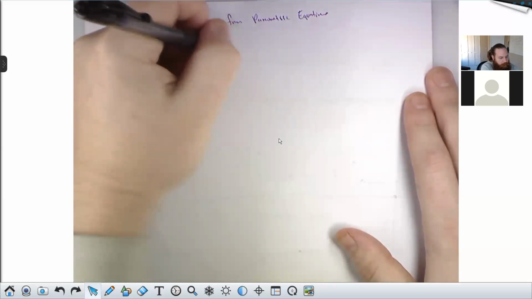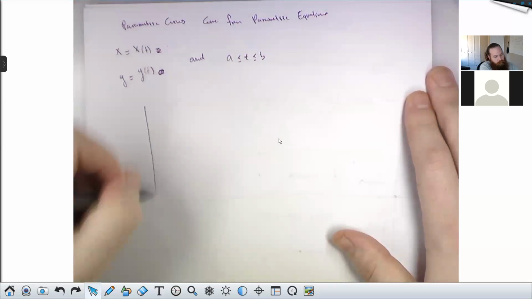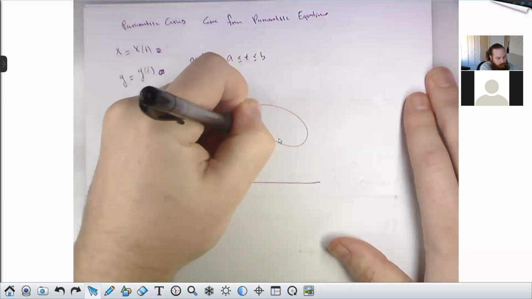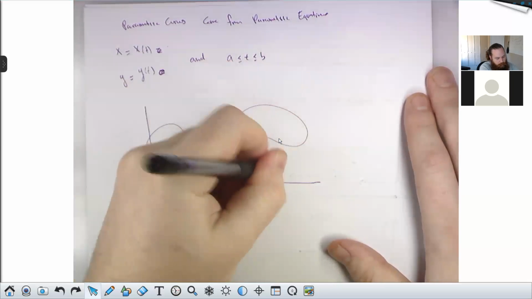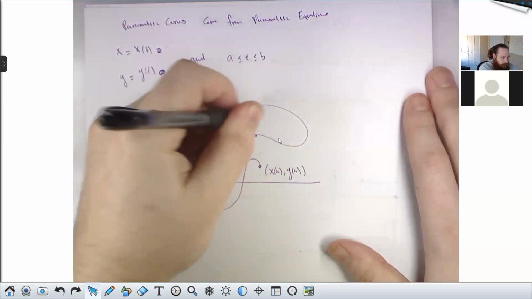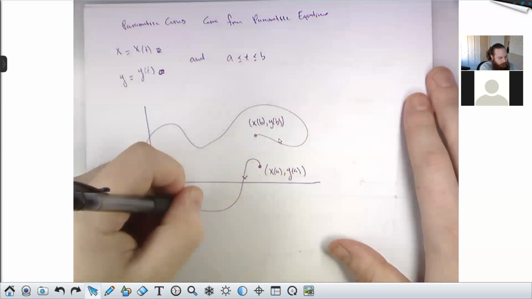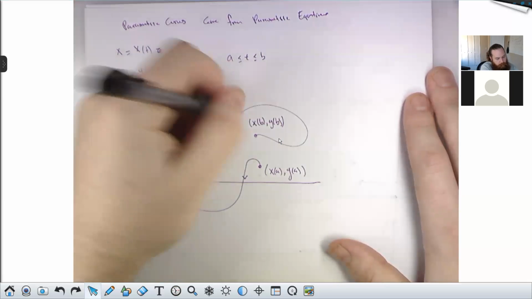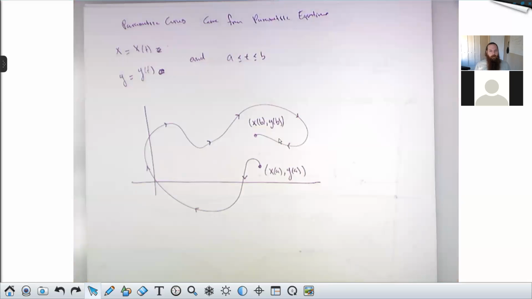And I give you some time domain, like a is less than or equal to t is less than or equal to b. And the graph could look like any sort of wild thing, really. Over here, the point where you start would be x of a comma y of a. And up here, this would be x of b comma y of b. And you think of it like a point moving along a path. So this is what parametric curves can look like.